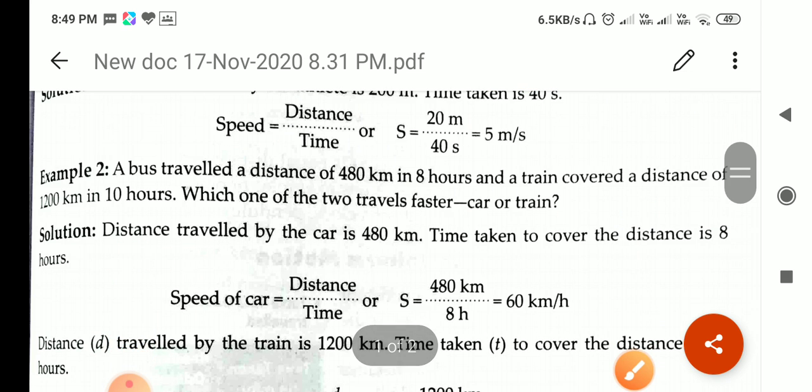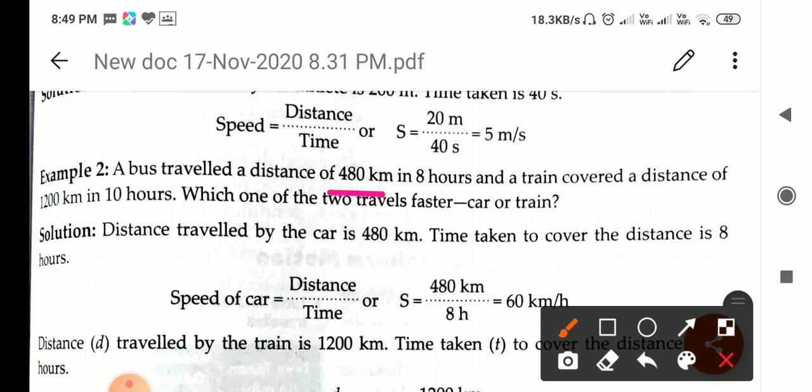A bus traveled a distance of 480 kilometers in 8 hours, and a train covered a distance of 1200 kilometers in 10 hours. Which one of the two travels faster, car or train? I told you earlier also, in the same time period, if one covers more distance, it is called fast, and the one covering less distance is called the slow one. Now what we have to do in this, we will take out the distance covered in 1 hour. It means we have to find out the speed in both the cases.